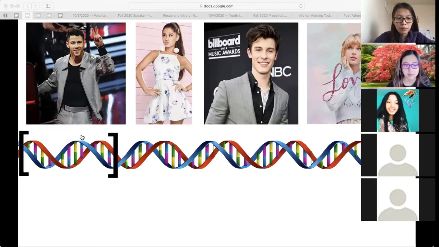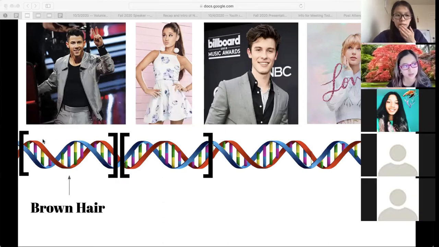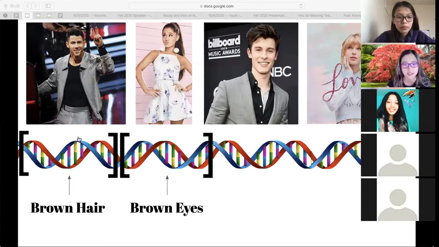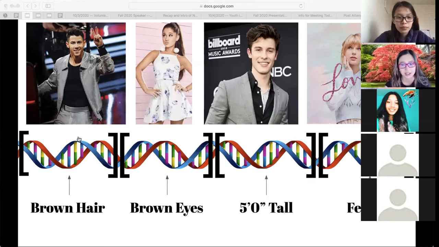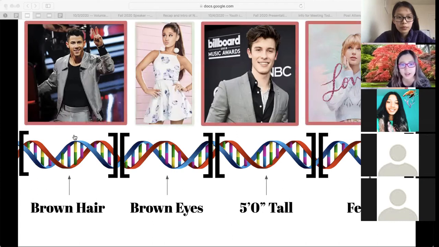DNA is split up into many sections, and they are each in charge of something different. Each section is called a gene, and it's like a clue to find out who the celebrity is. This first section tells us that the celebrity has brown hair. The second section tells us that this celebrity has brown eyes. The third section tells us that this celebrity is 5 feet tall. And this last section tells us that this celebrity is female. So, who do you think it is? You most likely answered Ariana Grande.